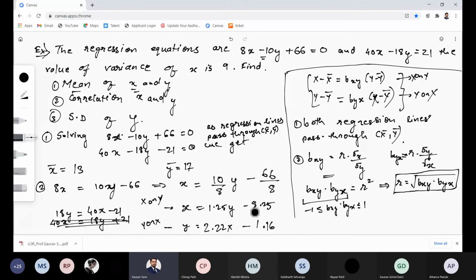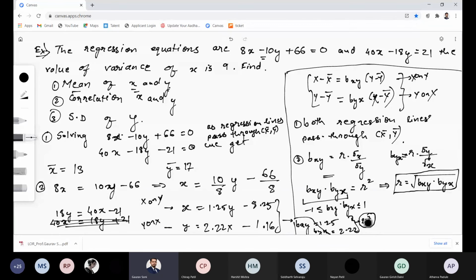So if I consider the first equation as bxy, what is your bxy from this? 1.25. And from the second one, byx, this is 2.22. So if you take the product of this, that will be r square. What will be the value? 1.25 into 2.22, that is 2.75.